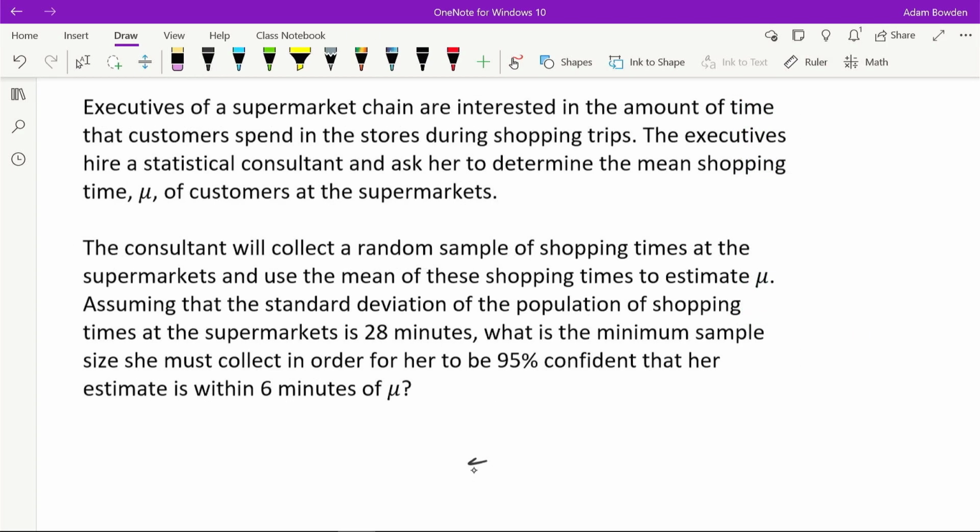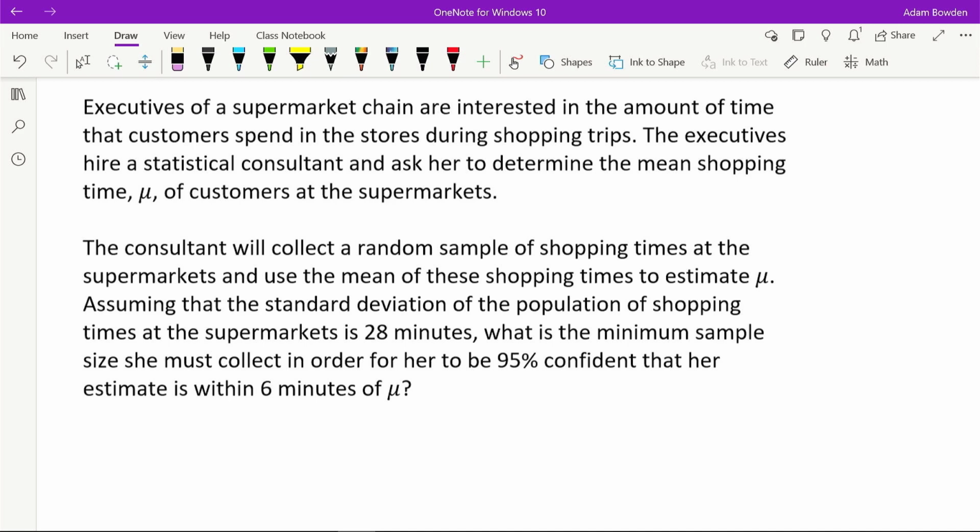On this one, it says executives of a supermarket chain are interested in the amount of time that customers spend in the stores during shopping trips. They hire a statistical consultant and ask to determine the mean shopping time, mu, of all customers of the supermarket.